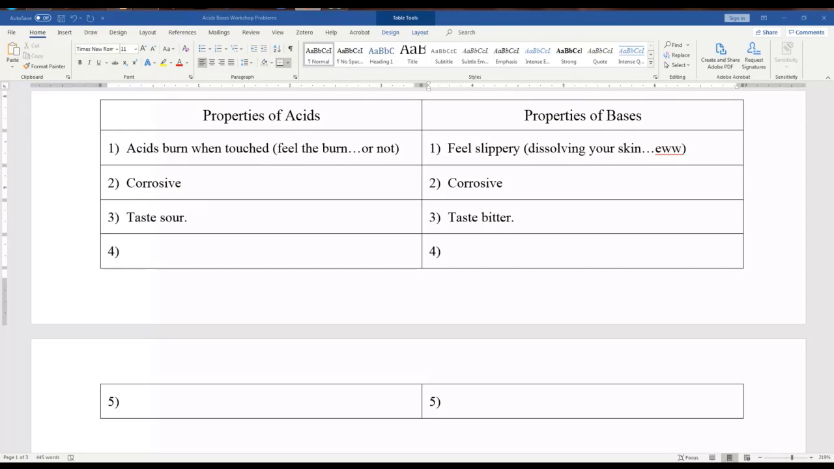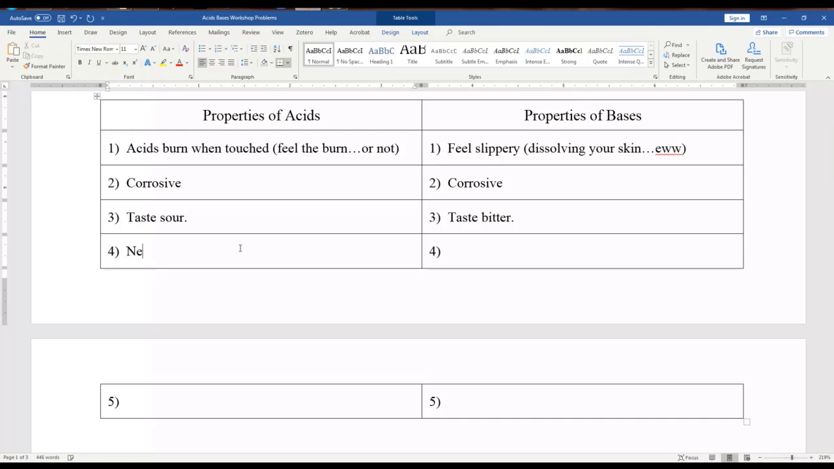So what are the other properties of acids? Do acids look clear? Well, acids can be colored or clear, and the same thing with bases. Although bases usually have more of a milky look to them. The other properties you might not get as easily.